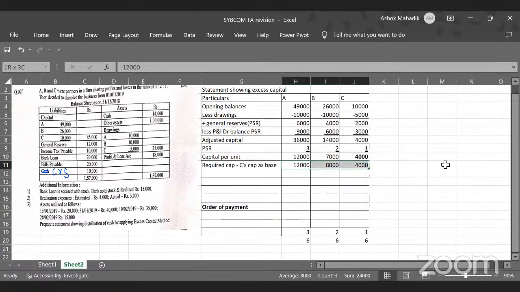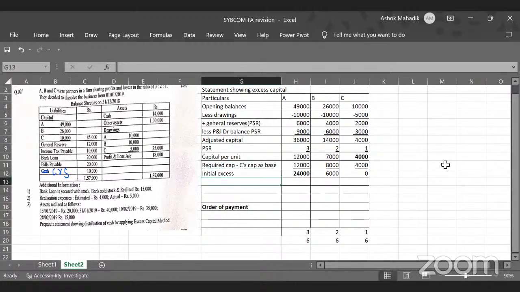Now let us see who has brought excess capital. So A's capital is 36 adjusted capital and his requirement was only 12. So he has brought in 24,000 extra. Same way, B's capital is 14,000 and he should have brought in only 8. So his 6,000 is extra as compared to C. And C को 4 लाना था, उसका 4 ही capital है, so excess is 0. So this is called as initial excess capital.